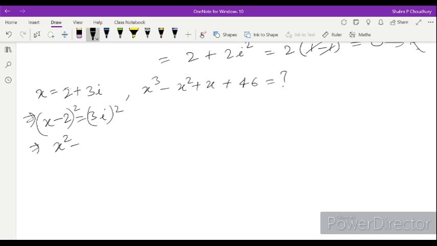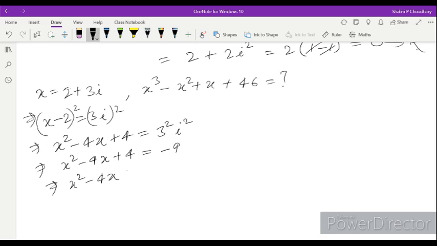x square minus 4x plus 4 will be equal to 3 square i square. So x square minus 4x plus 4 will be equal to 9 times i square, and i square will be minus 1, so minus 9. Now x square minus 4x plus 4 plus 9 will be equal to 0. It means x square minus 4x plus 13 is equal to 0.